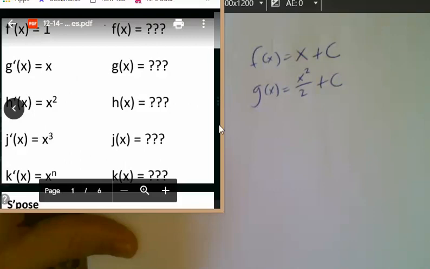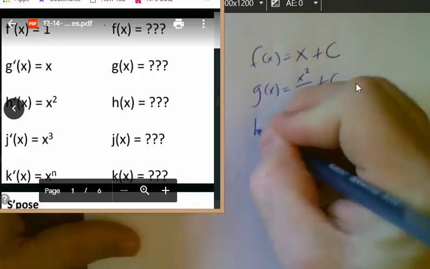In this case, if we take the derivative of x squared over 2, we get x. If we take the derivative of x squared over 2 plus c, we still get x, because the derivative of a constant, of course, is 0. All right, this pattern does continue.